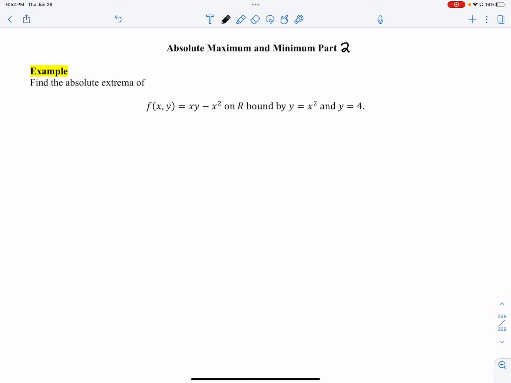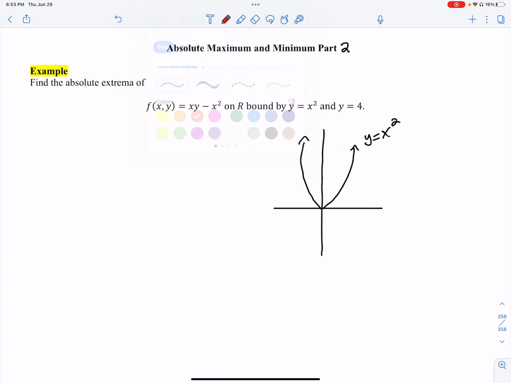So first, let's figure out that region. We have y equals x squared, so we know that is a parabola. There's my y equals x squared. And then we also have y equals 4, which is just going to be a flat line across there. So we are talking about the absolute extrema located inside of this enclosed region. It can include the boundaries, any of the sides or any of the inside.